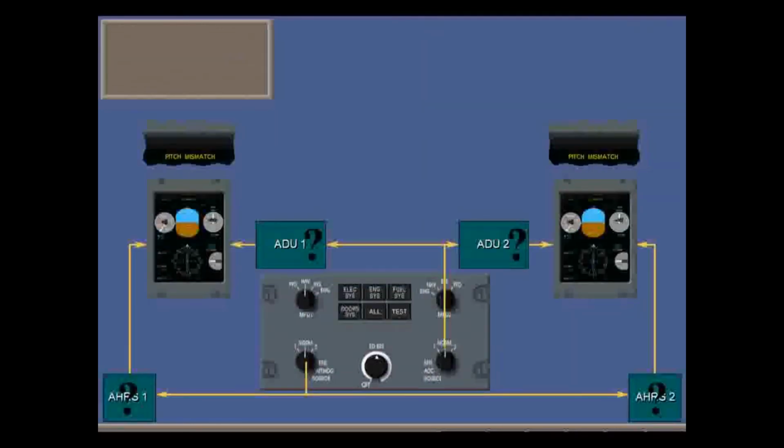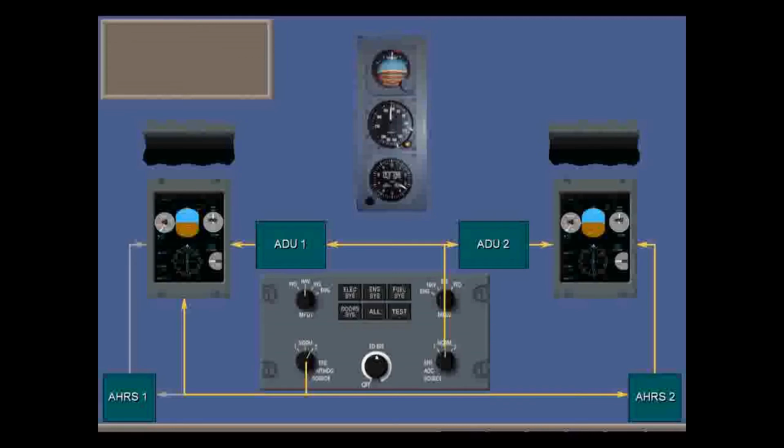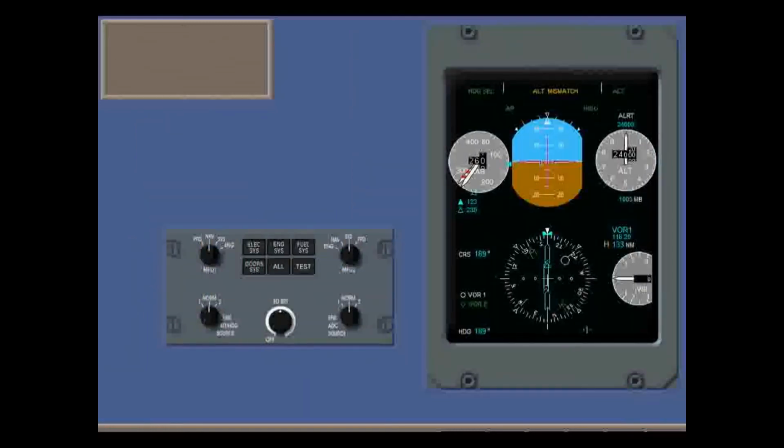To correct a mismatch, you should try to determine which side was correct by comparing against the standby instruments, then switch input source on the ESID panel for both PFDs. For example, with this altitude mismatch, switch input to Air Data Unit 2. Touch the EFIS ADC source selector. On both PFDs, the mismatch annunciation disappears, but you get the yellow ADC2 flag to remind you that both sides are using the same input source.